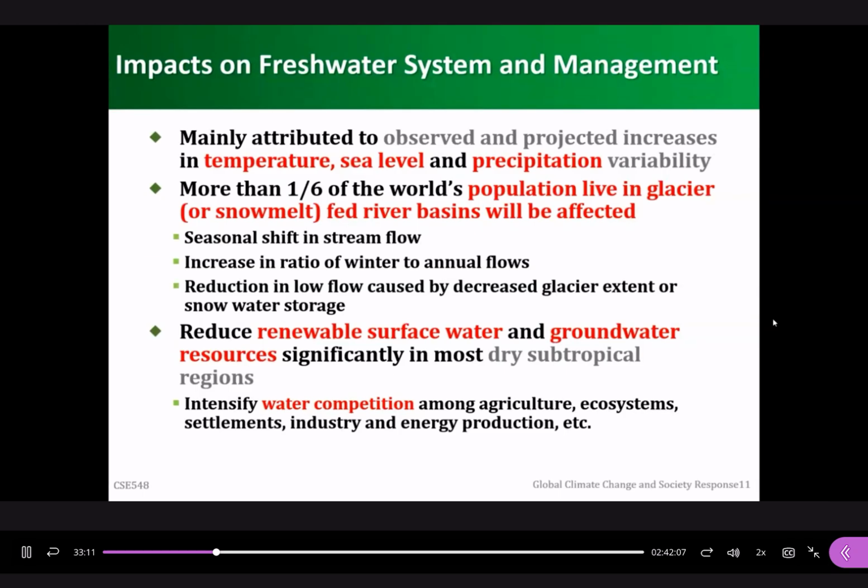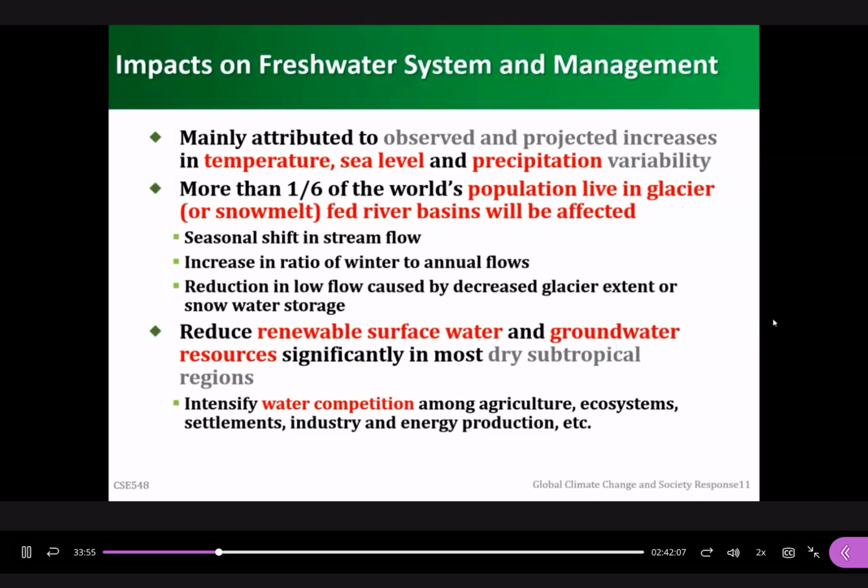The precipitation variability, because temperature increase will also change the weather pattern. If someone studies atmospheric physics, we will know it will affect the movement of the air, and then affect the precipitation. It means the precipitation pattern will be changed. Some areas will have more precipitation. Some areas will have less precipitation.